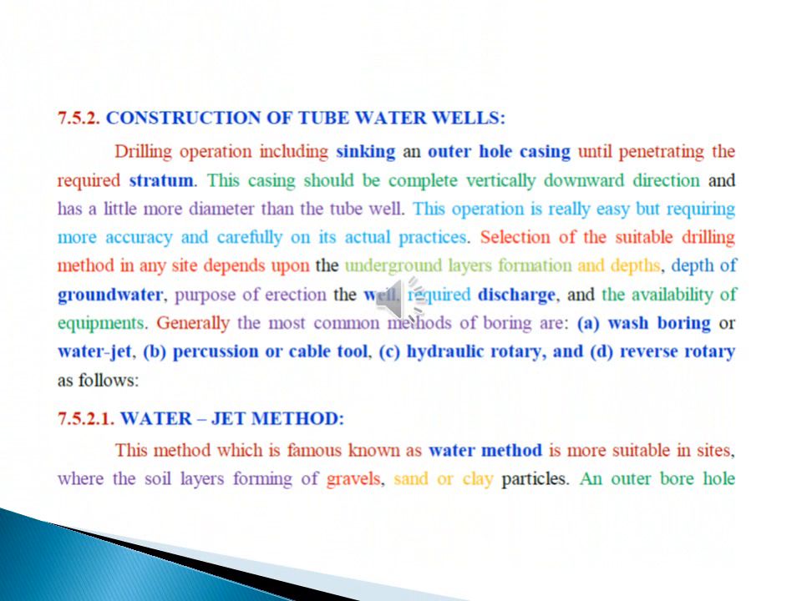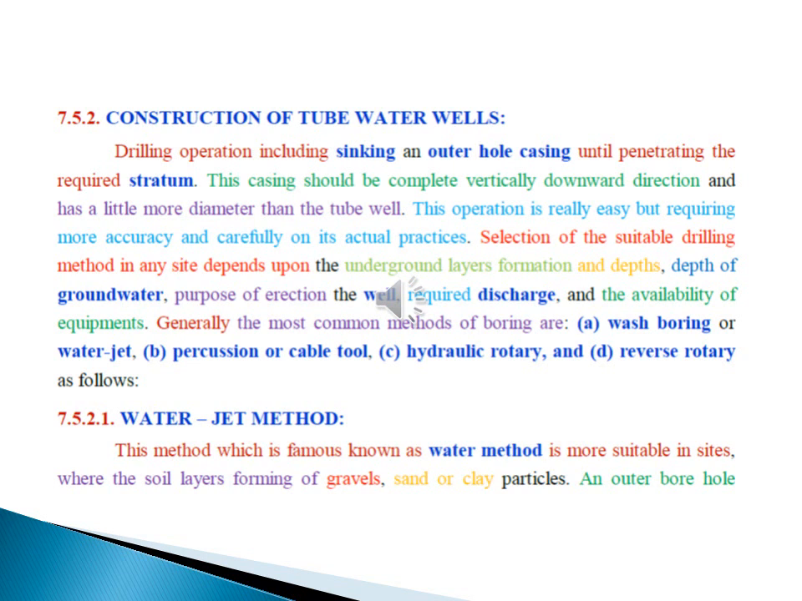Construction of tube well work. During operation, including sinking an outer hole, casing is installed until penetrating the required depth. This casing should be completed in a vertically downward direction and have a little more diameter than the tube.